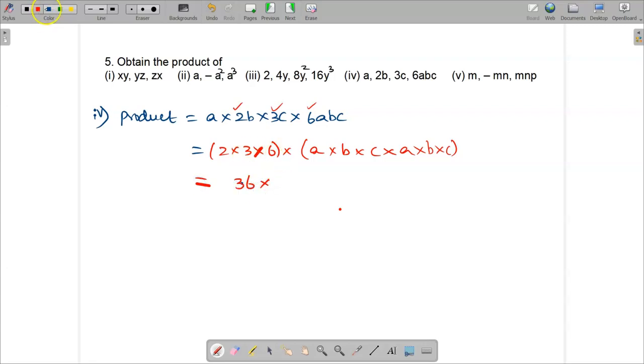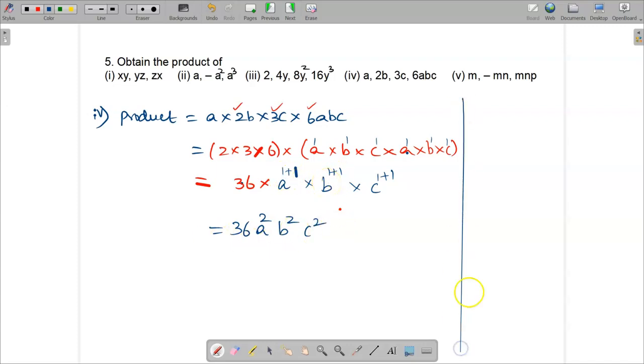And then a is repeated 2 times. So I can write it as here a power 1, here a power 1. One time I can write it and add the power 1 plus 1. Similarly b, here b power 1, b power 1. Instead of writing 2 times I can write 1 time and add the power 1 plus 1. c is repeated 2 times, write c 1 time and add the power 1 plus 1. So it is 36 a square b square c square, because 1 plus 1 is 2. This is the answer for the fourth problem.